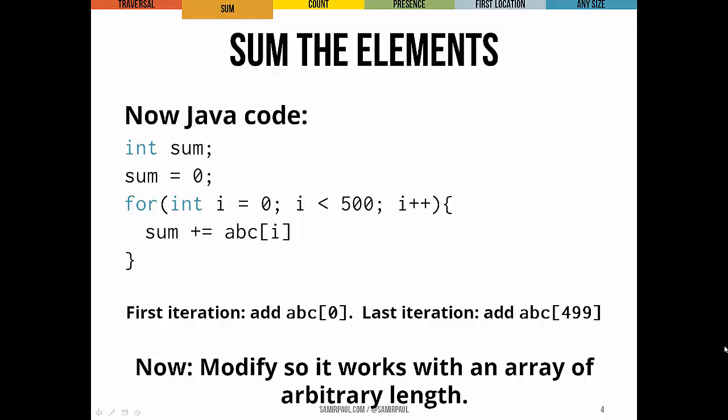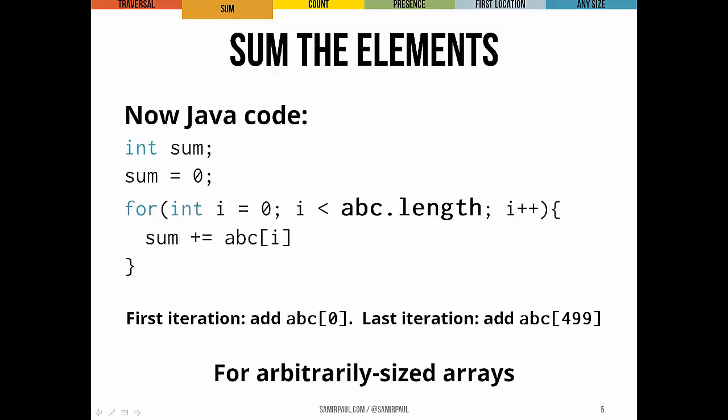Now, if I wanted to modify this so that it works with an array not just of length 500, which ABC happens to be, but an array of arbitrary length, or if we don't know exactly how long ABC is going to be before we run the program, well, then in that case, we would just make one slight modification. In the condition, I is less than, used to be 500, now we actually just make I less than the length of the array. So whatever length ABC has when it enters this loop, that's how many times this loop will run, and we'll add everything in there. If you want to make it robust and resistant to different array lengths, this is what you do.